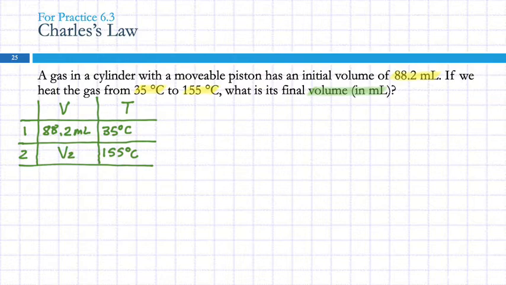Now, do we need to be worried about any of these units? Yeah. Temperature has to be in kelvins. So we need to convert these to Kelvin. So 35 plus 273.15, 308. So this is where it gets a little messy. Technically this is 308.15 Kelvin, but the last significant figure is in the ones place.